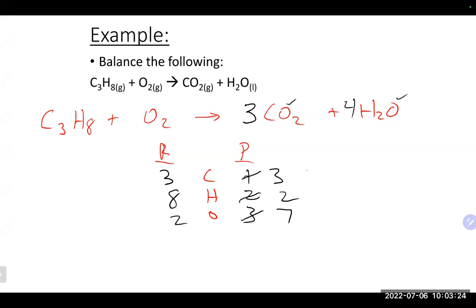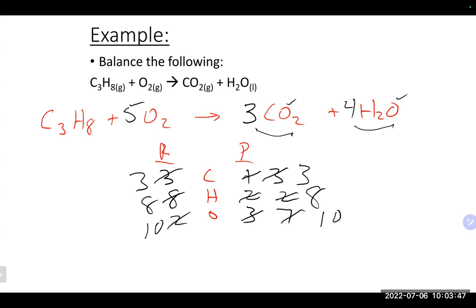Once again, the next easiest thing to really fix is the hydrogen, and we can do that by putting a 4 there in front of the hydrogen on the right-hand side. That gives us 3 carbons. 4 times 2 is 8 hydrogens. Our oxygens now get to 6 there, and 4 more there is 10. And that makes it pretty simple to fix the oxygen on the left-hand side by putting a 5 in front of it. Gives us 3 carbons, 8 hydrogens, and now 10 oxygens. So we are good and balanced. Any questions on that particular one there?